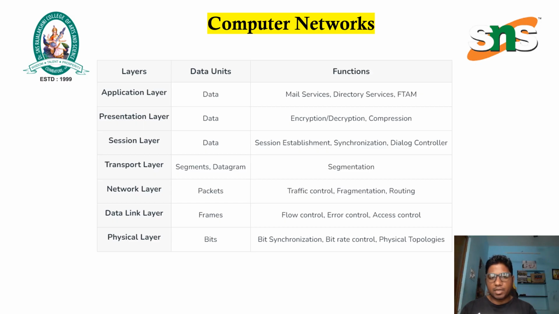Next is the data link layer. Its data unit is the frame. Its functions are flow control, error control, and access control of the data. The packet is divided into frames. Next is the physical layer. Its data unit is bits. Its functions are bit synchronization, bit rate control, and physical topologies.